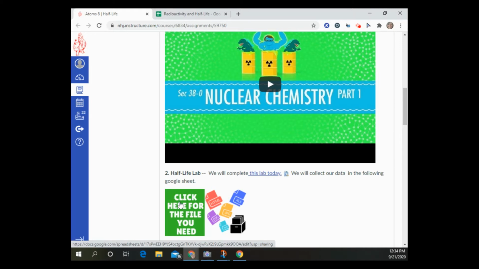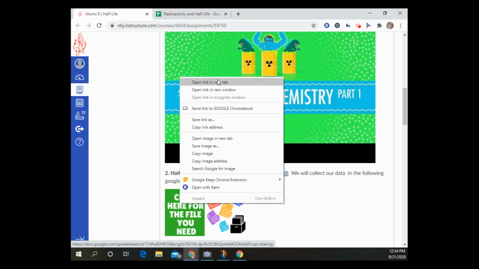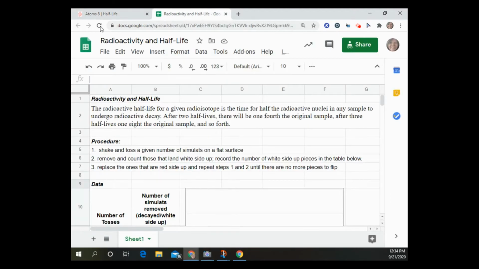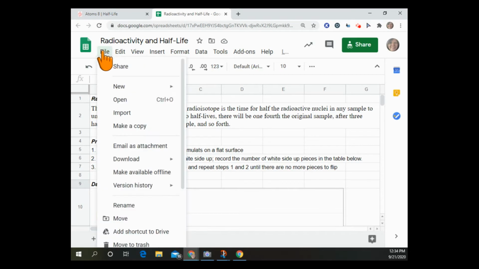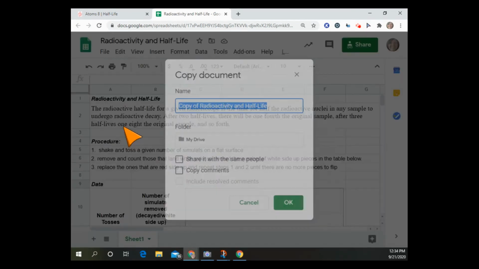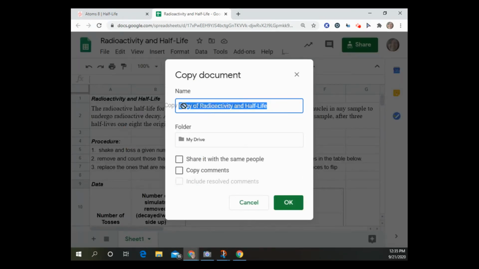Okay. So when I click here, I always like to right click, open in a new tab. And then this is what we open up to. You will want to hit File, Make a Copy. And I like it when you make the title have your name, so that I know just by glancing at it while I'm grading what student it goes with.